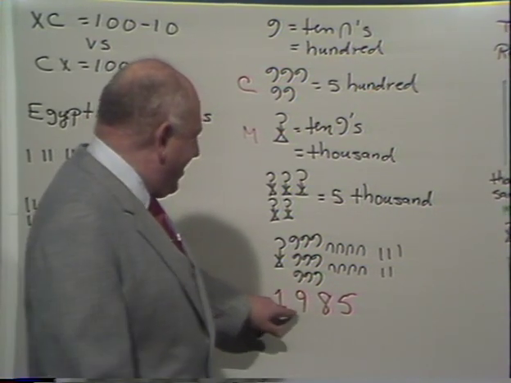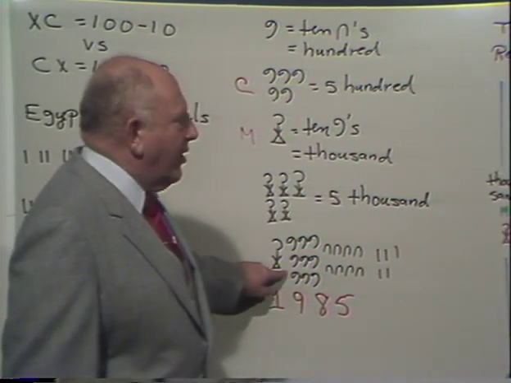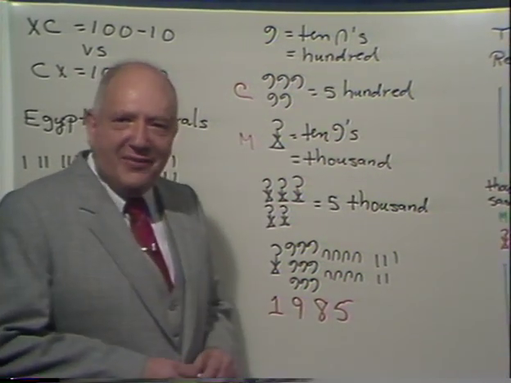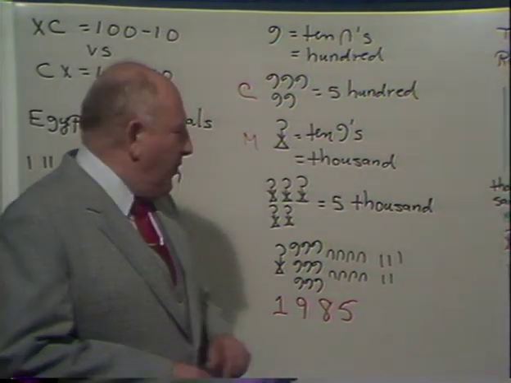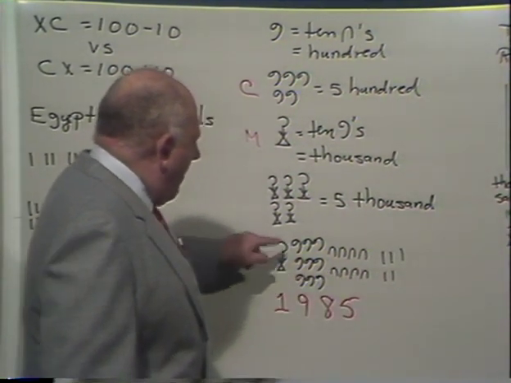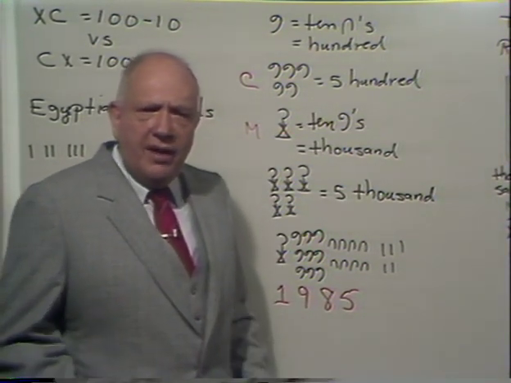We'll just see, this is the year 1,985. And as cumbersome as that looks, isn't that a heck of an improvement over 1,985 separate tally marks? The next innovation came when people said, look, this is real neat, but every time we come to 10 of a denomination, we have to invent a new symbol.